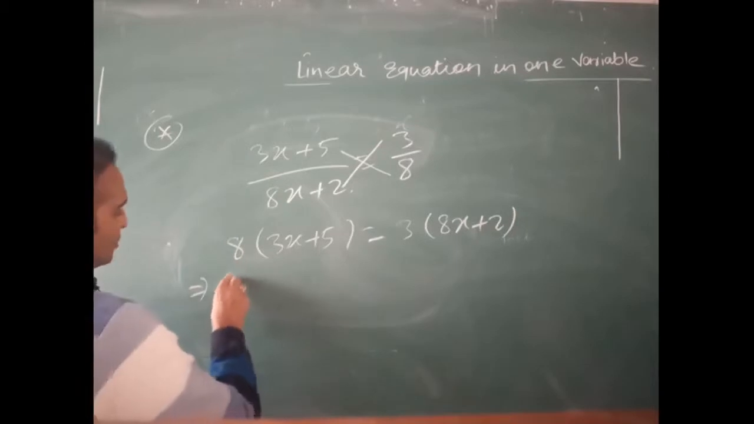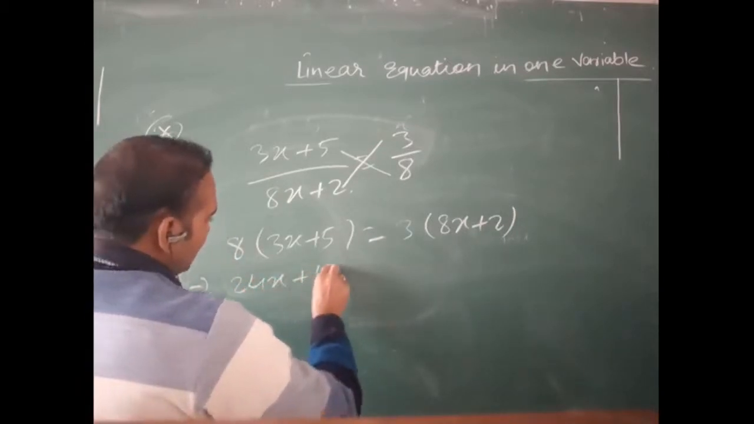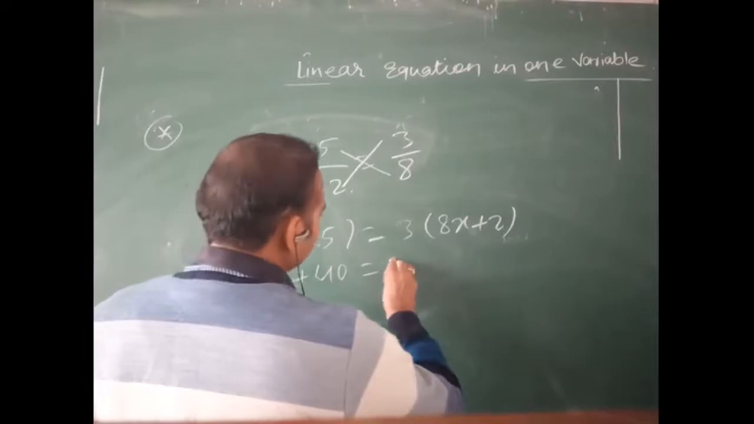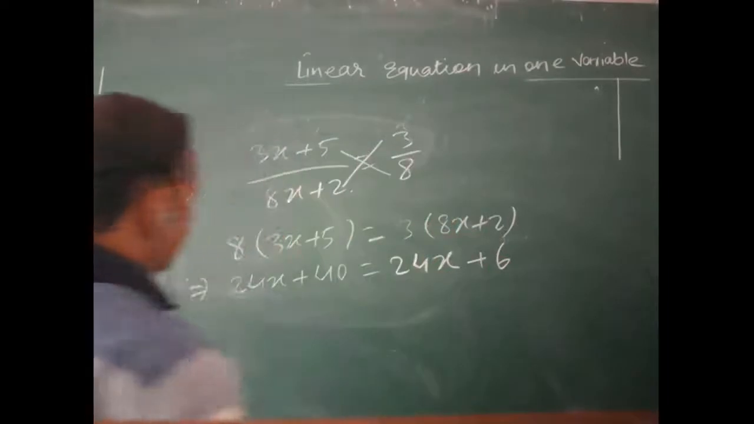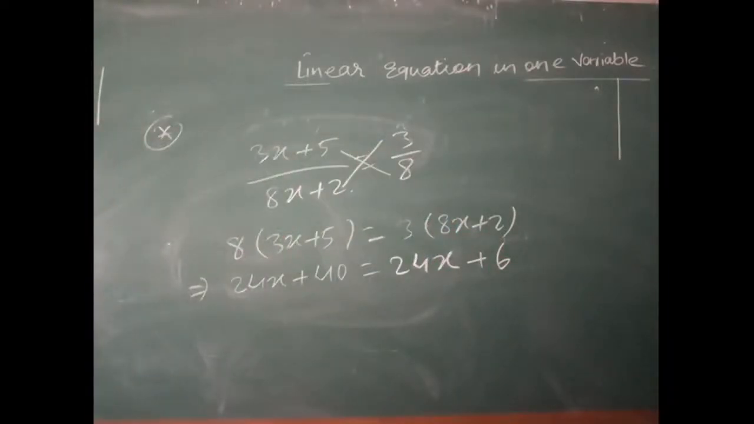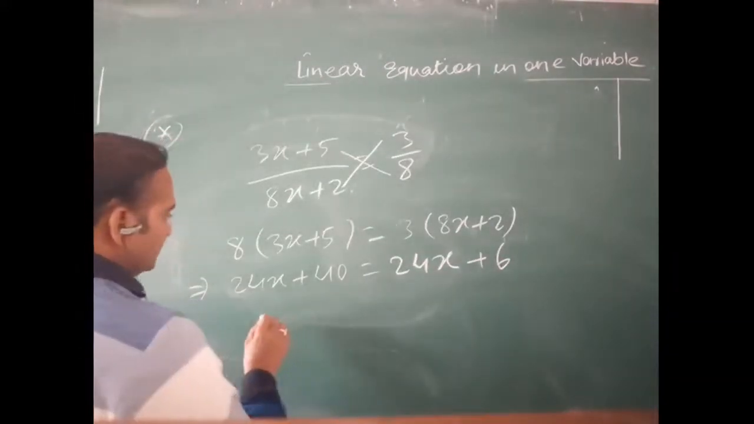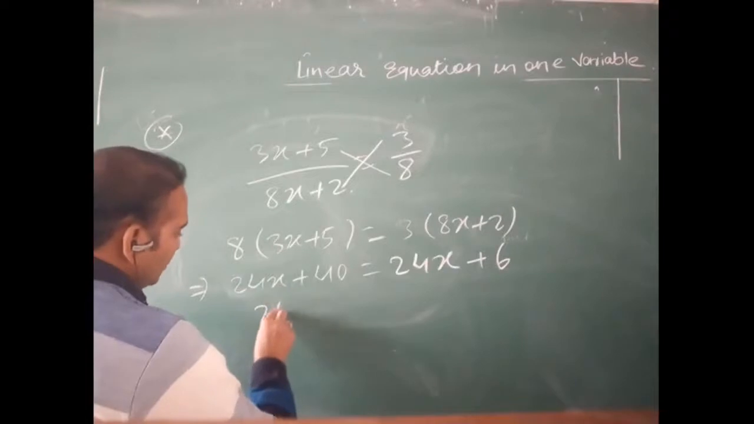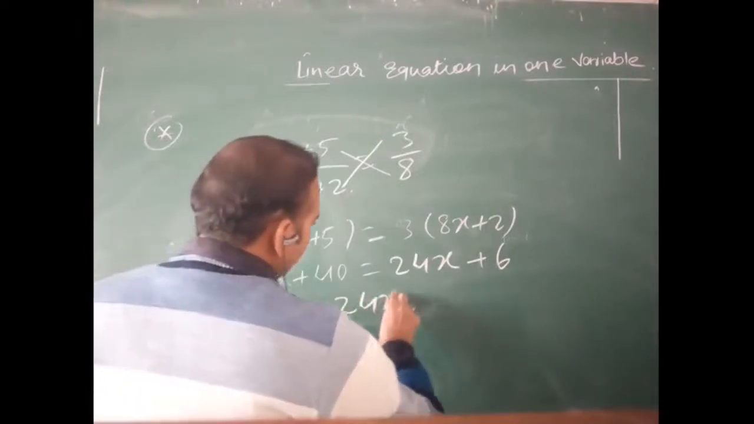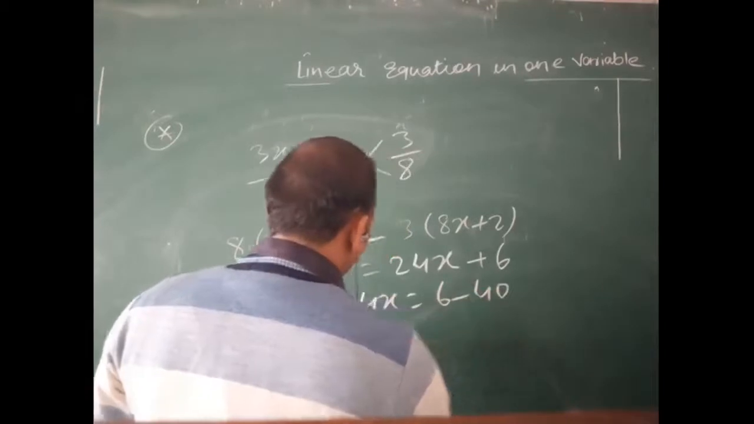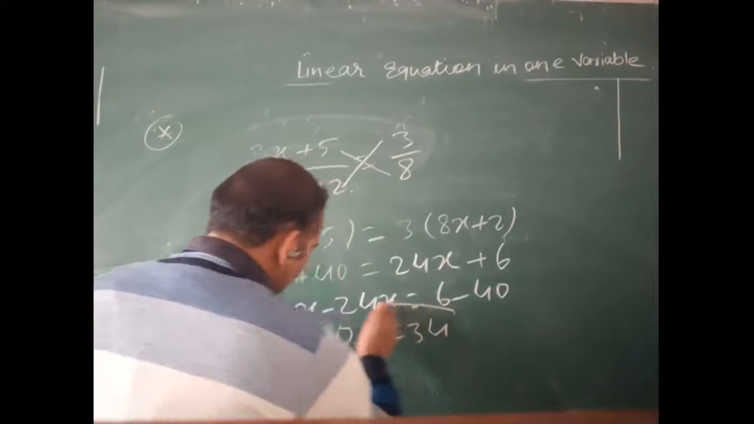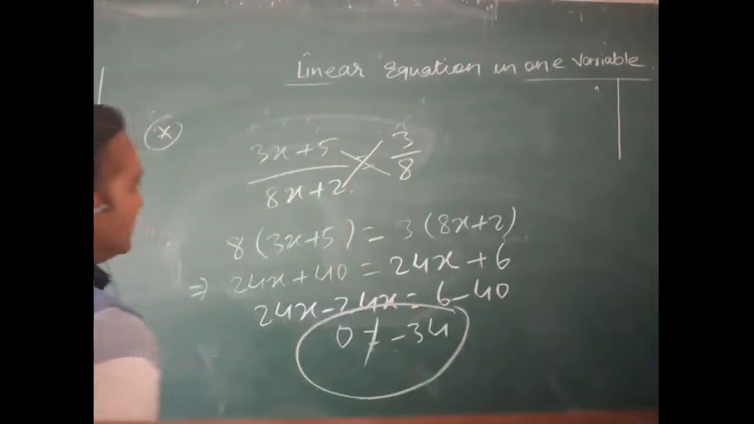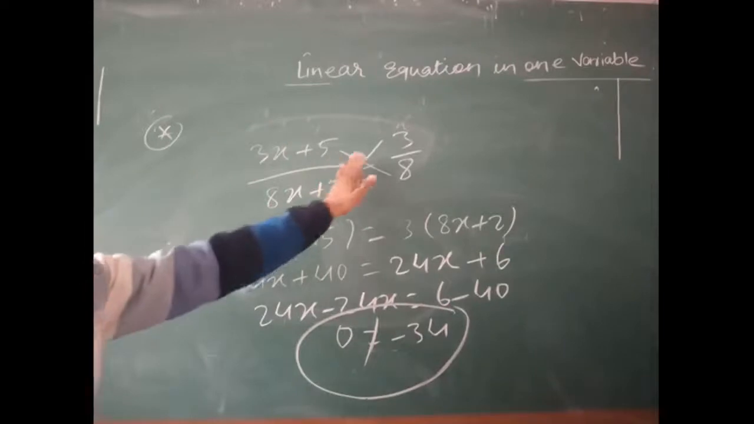Then 8 times gives 24x plus 40 is equal to 24x plus 6. And after calculation, what do we get? 24x minus 24x is equal to 6 minus 40. That is 0 equal to minus 34. This is not possible. So this is a wrong equation.